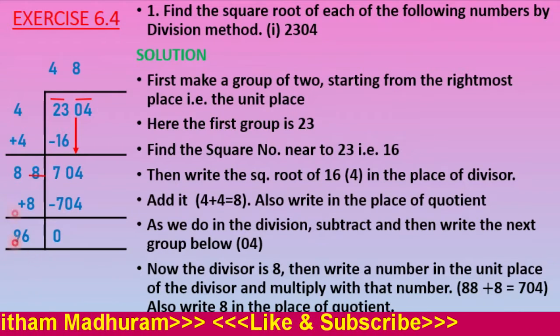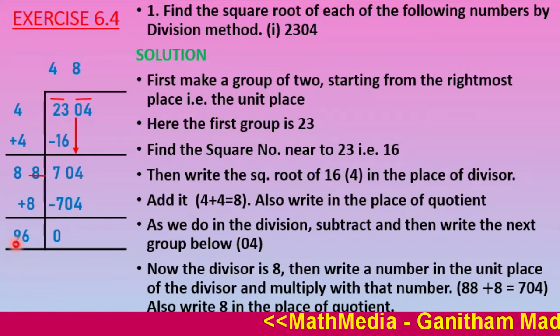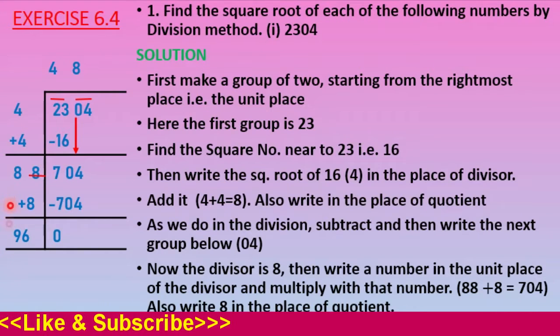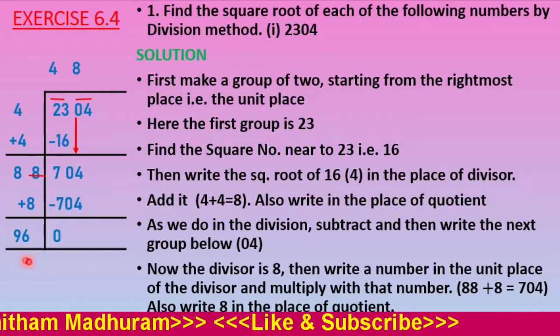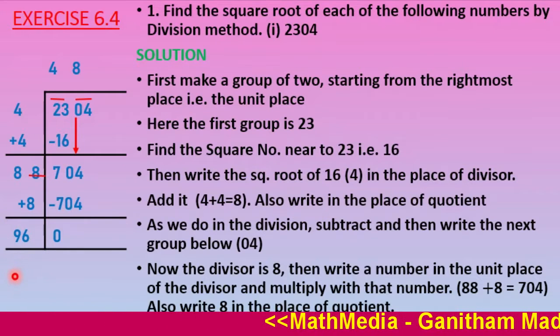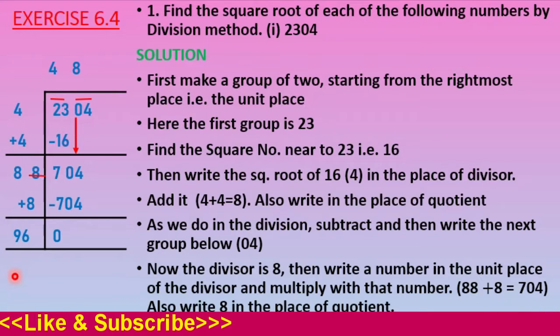That means the quotient multiplied by 2. 48 into 2 gives 96. That means if we are multiplying the quotient by 2, we will get the last step of the divisor. That means our division is perfect. We have done correctly the find the square root.